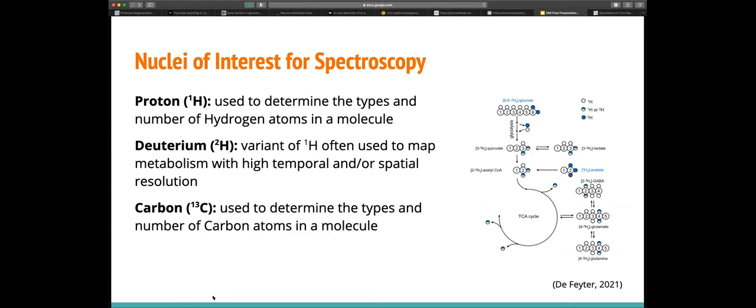So now deuterium is a hydrogen isotope that contains an extra neutron. By injecting a deuterated compound into a patient, deuterium spectroscopy can be used to map metabolism with high temporal or spatial accuracy. So for example, if you look at the picture on the right side, if you have an exogenous glucose label that's deuterated in the 6th position, which is the blue atom there, you can follow the blue dot to see how the deuterated signal moves over the course of the TCA cycle. And then you can relate this to what you observe in the output spectra.